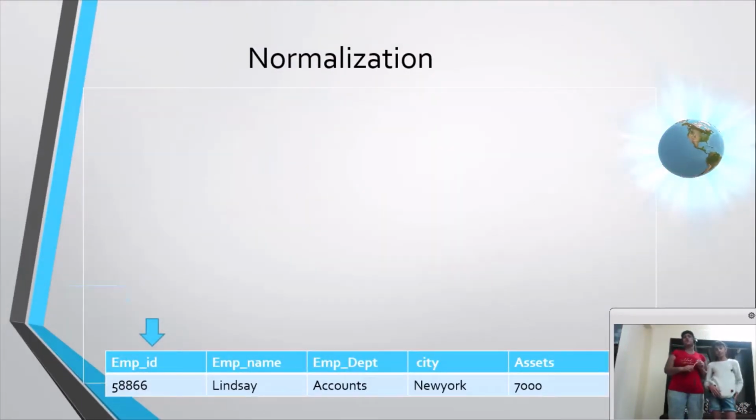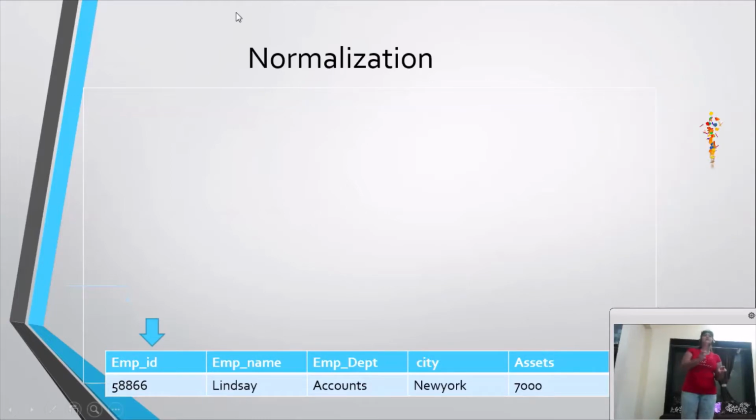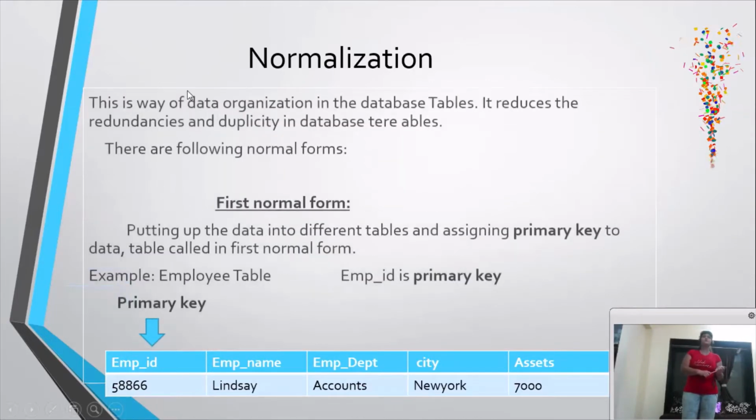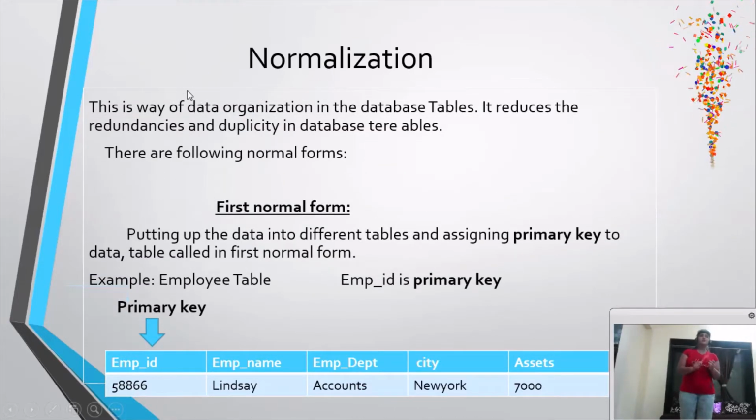So first, what is normalization? Normalization is putting the data into the table form without redundancies and duplicacies. So that's what we'll do, this normalization for our database tables. Here is our normalization definition. This is the way of data organization in the database tables. It reduces the redundancies and duplications in the database tables.